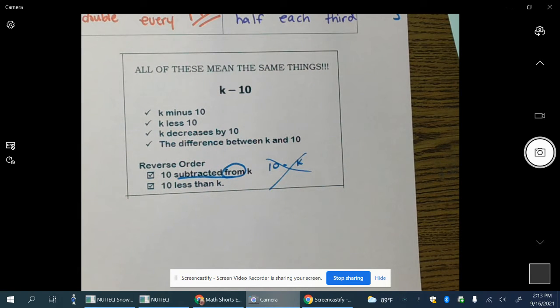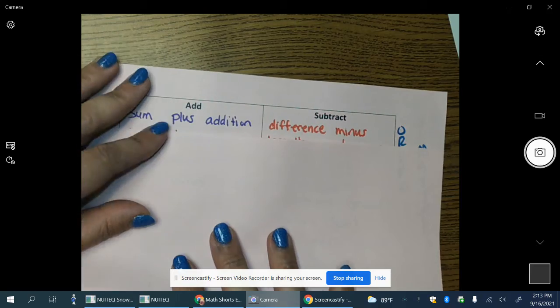Okay? Any questions on this? All right. Fold this one up, put it to the side. Can I pass up blue when you need to?